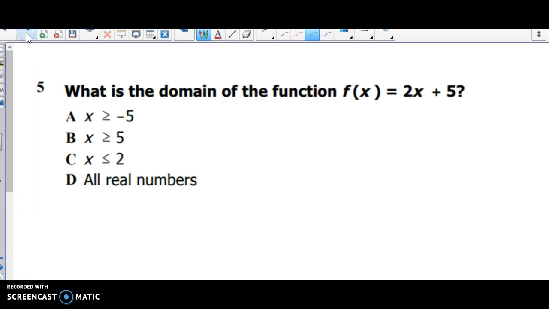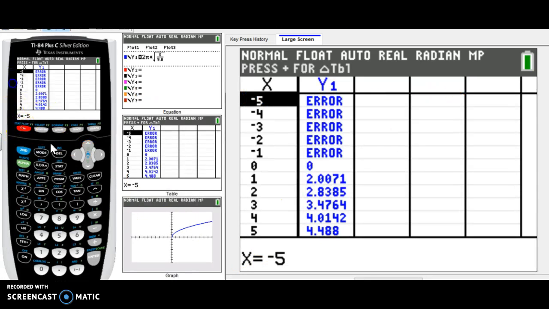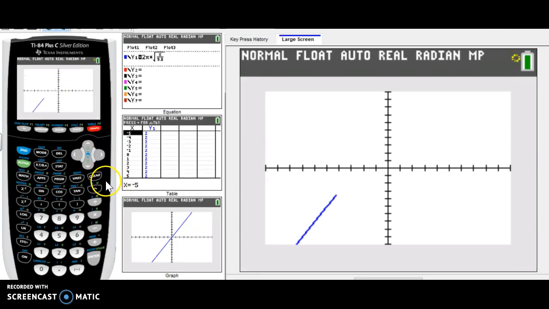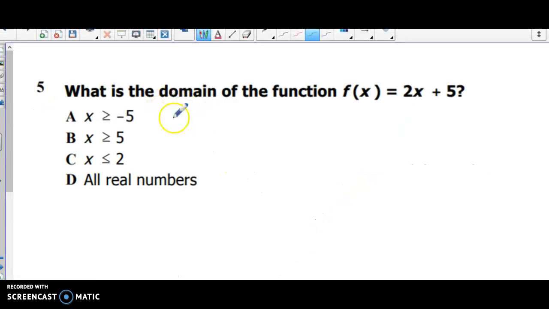Number 5, we have another linear equation. So we're going to go to y equals, and we're going to type in 2x plus 5. We're going to graph it. It's a line. So when we look at the domain, it's going to be all real numbers. Okay?